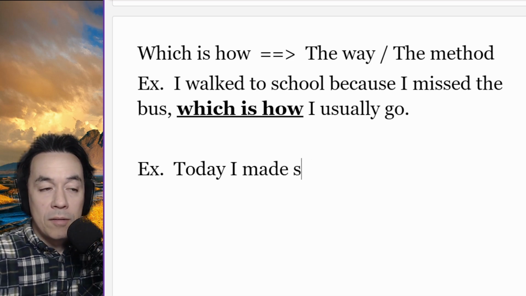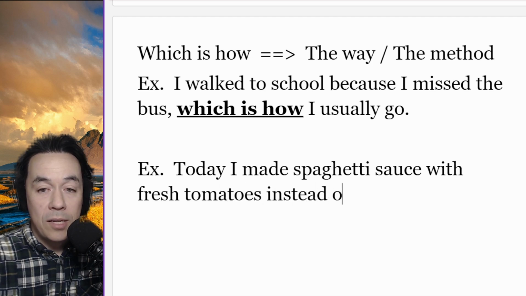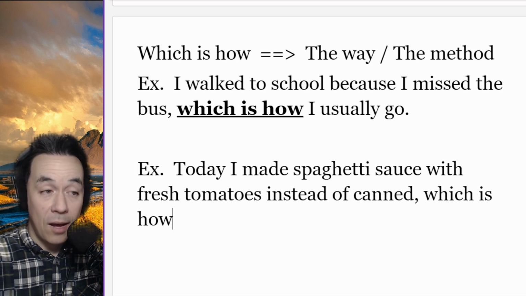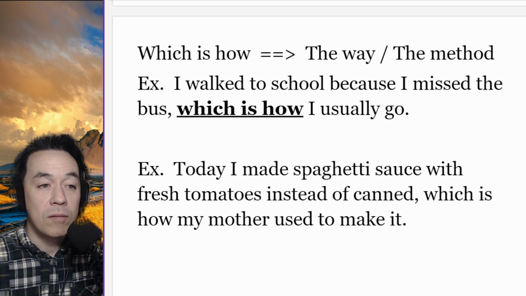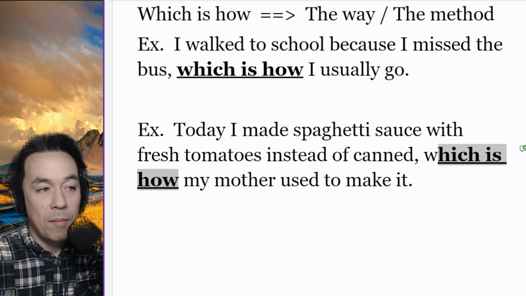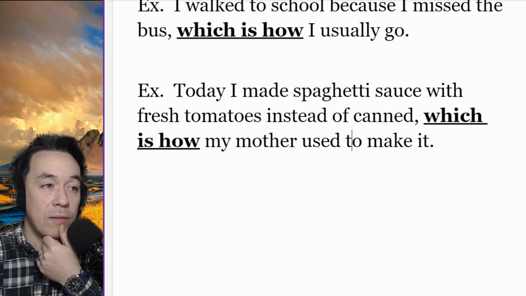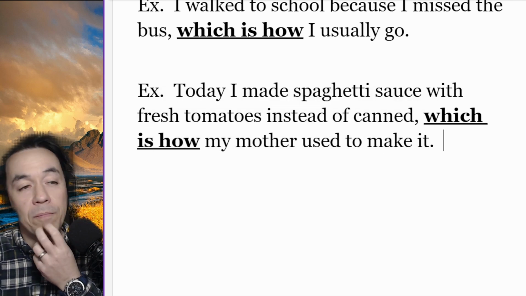Today I made spaghetti sauce with fresh tomatoes instead of canned, which is how my mother used to make it. Okay, so I use my mother's method, my mother's recipe, her way of making it. Fresh tomatoes instead of canned. That is the way, that's the recipe. So this whole set, fresh instead of canned, is how my mother used to make it.